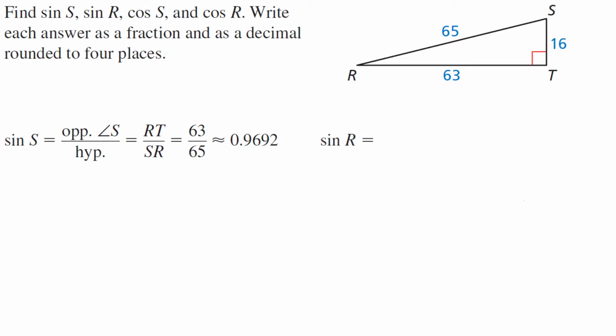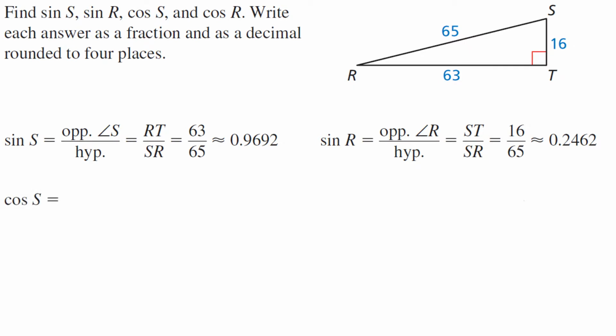Sine of angle R. Now the opposite leg is 16. The hypotenuse is still 65. The hypotenuse does not change. Opposite and adjacent change depending on which angle I'm looking at. When I was looking at angle S, opposite was 63. When I was looking at angle R, opposite was 16.